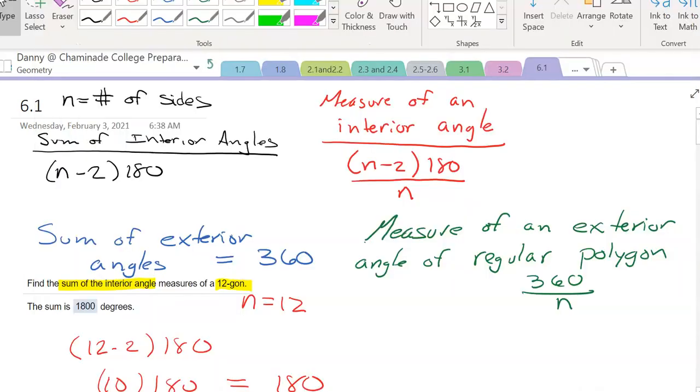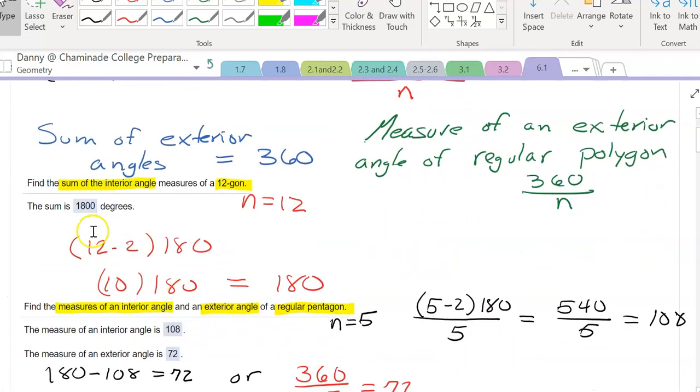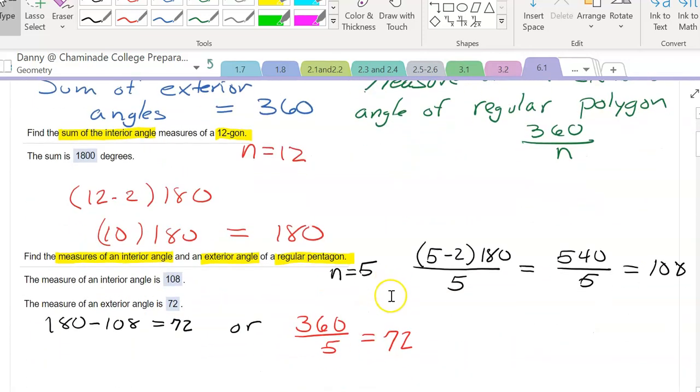So let's take a look. These are the formulas that we just talked about, and we'll be using them. In this first one, it's very important to read it. The sum lets us know which one we're using. So n minus 2 times 180, 12-gon, lets us know our n is 12, and we simply plug that into that formula and solve.